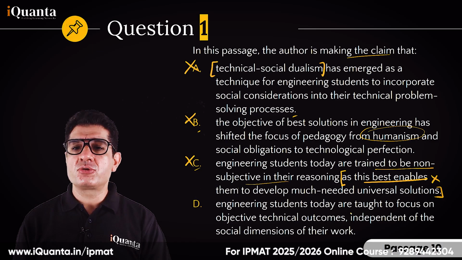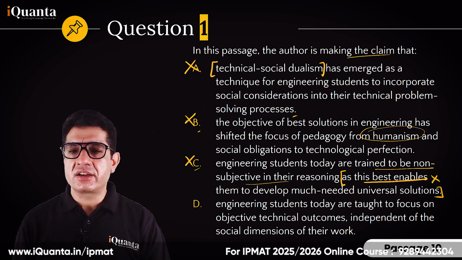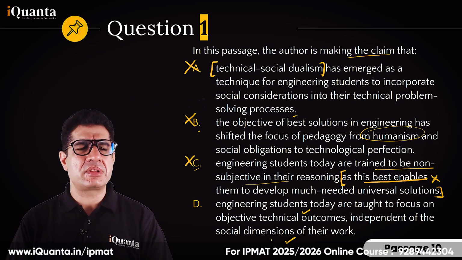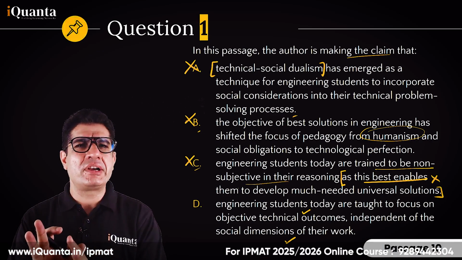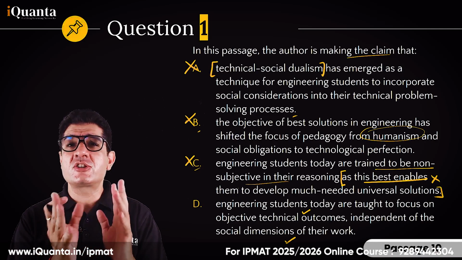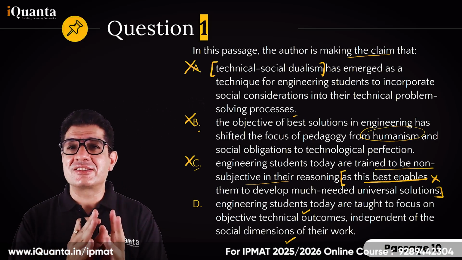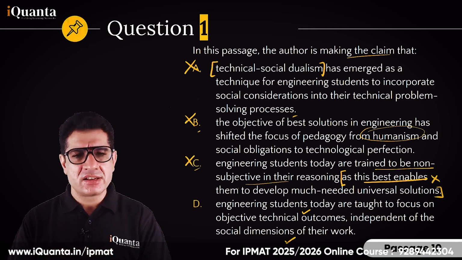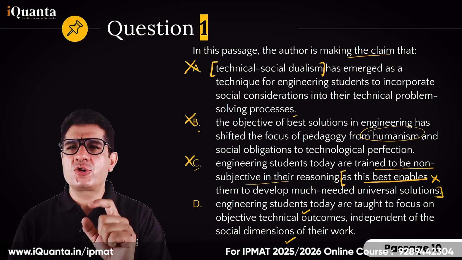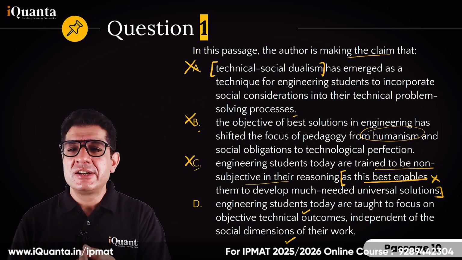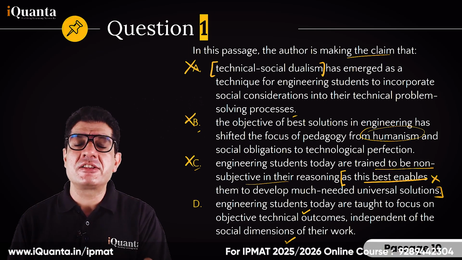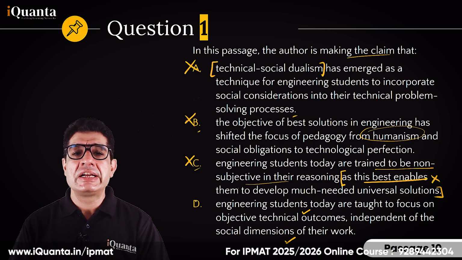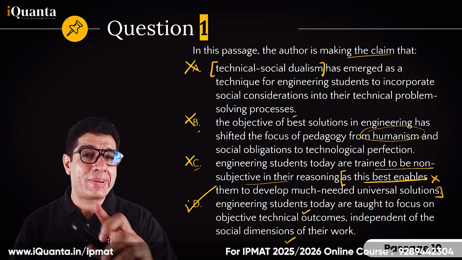D, engineering students today are taught to focus on objective technical outcomes. Yes. Independent of the social dimension of their work. Yes. So they say ignore social dimension, ignore political dimension, ignore public welfare. Just look at technical ideals, cost, scalability, speed. So this definitely is right. Although I want the tone to be a little more negative towards their preference for technical outcomes, but considering that A, B and C are definitely wrong, D emerges as our best answer choice.